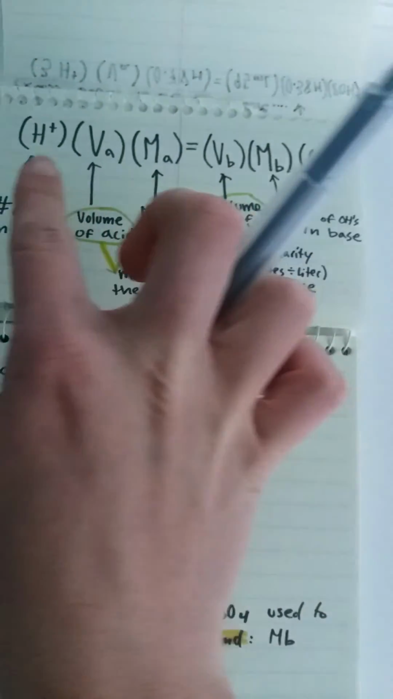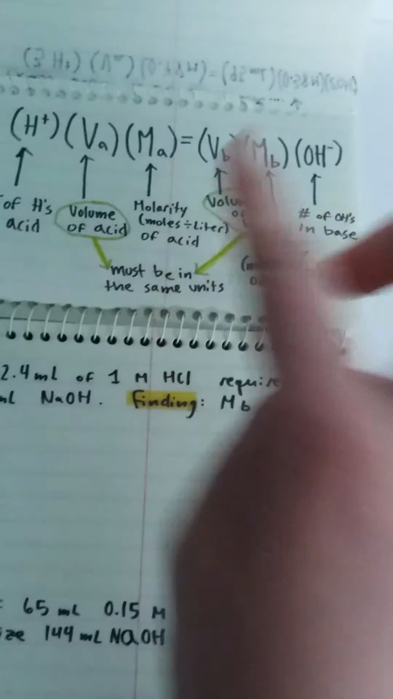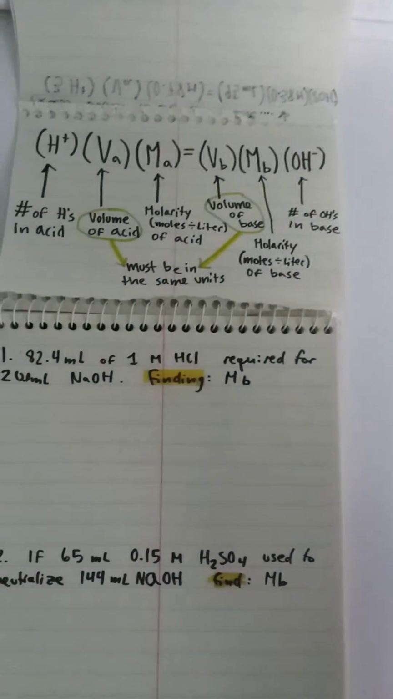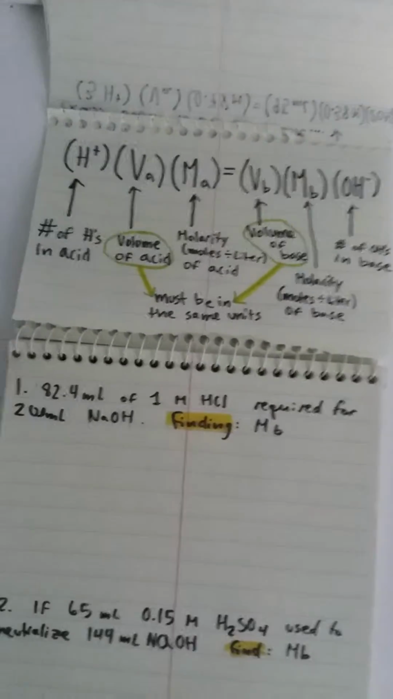So how to solve the problems is basically I'm just going to fill out everything I can, everything I have in this equation. And there's only going to be one thing missing, and that's what I'm finding. And in the problem too, it sometimes tells you what you're finding.